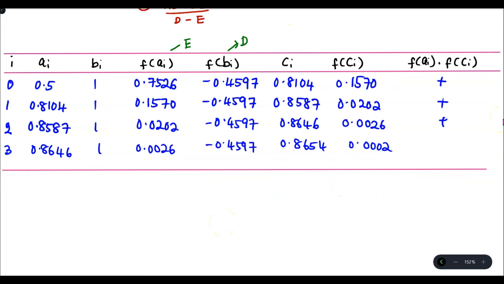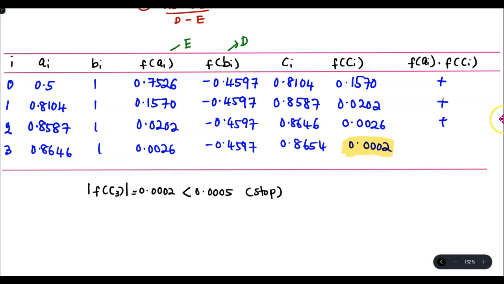At the iteration I equals 3, you can see FC is 0.0002, which is less than the given epsilon. So we can say that the absolute of FC3 equals 0.0002, which is less than 0.0005. So it means we can stop.